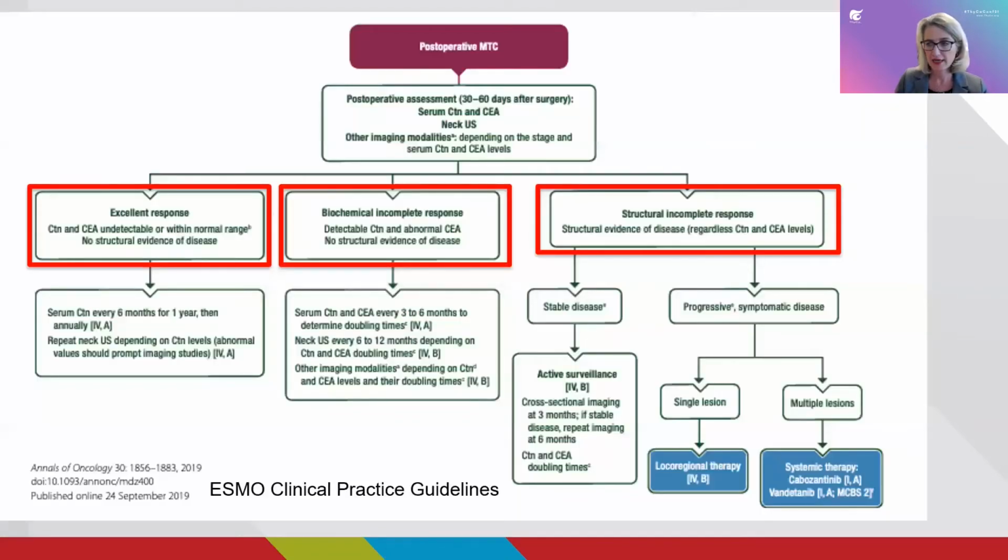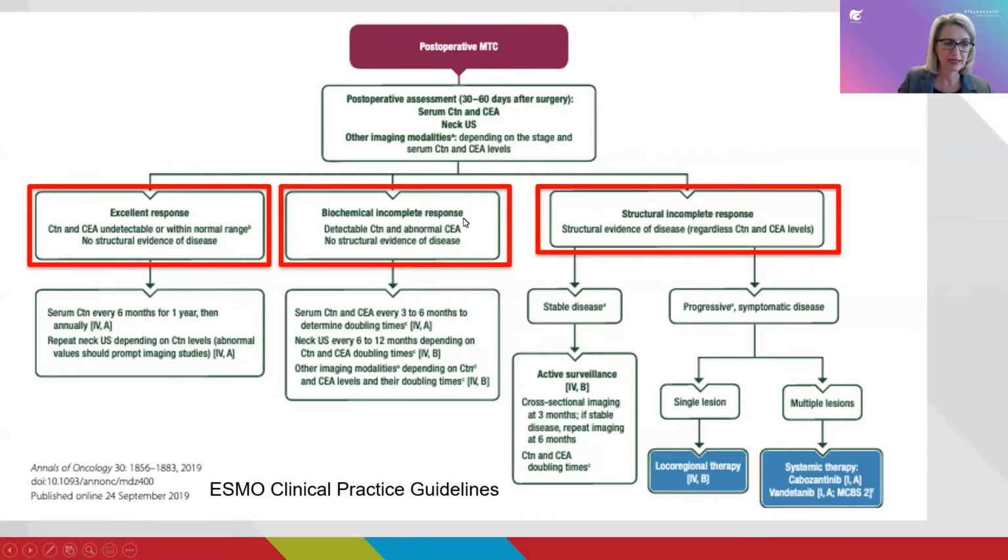So this is a nice algorithm. I think you don't need to memorize this. I've circled in the boxes here. What I think is helpful is that these are the ESMO clinical practice guidelines for medullary, and they go: you have your postoperative assessment with blood and imaging, and then you decide, do they have an excellent response?